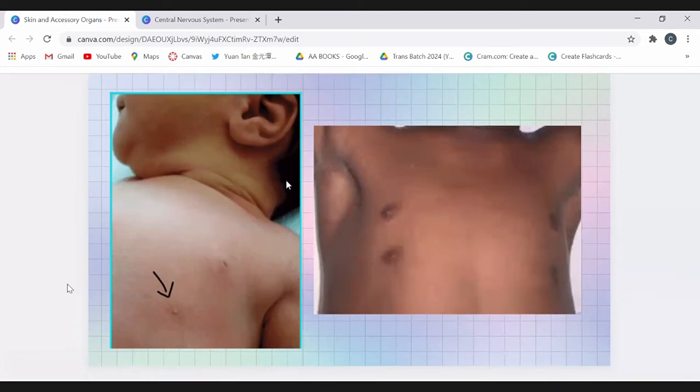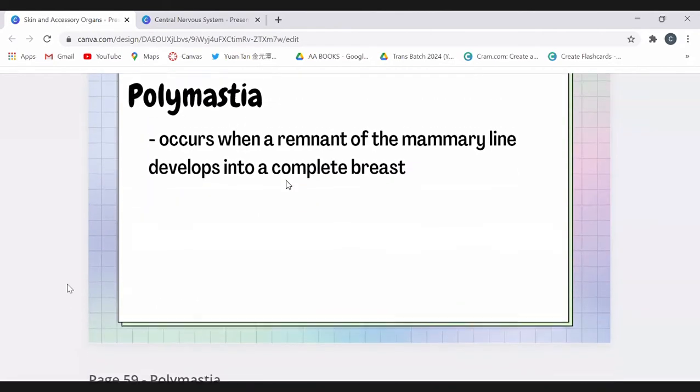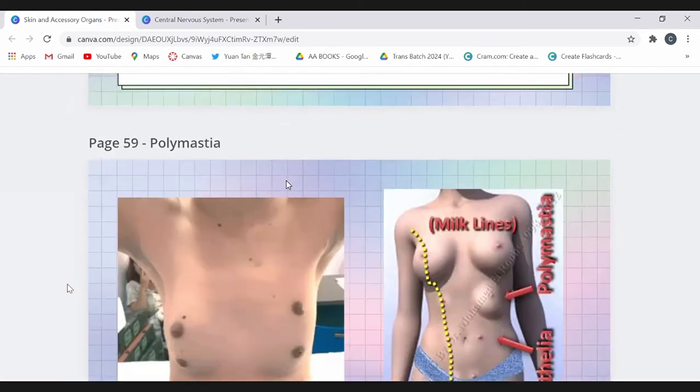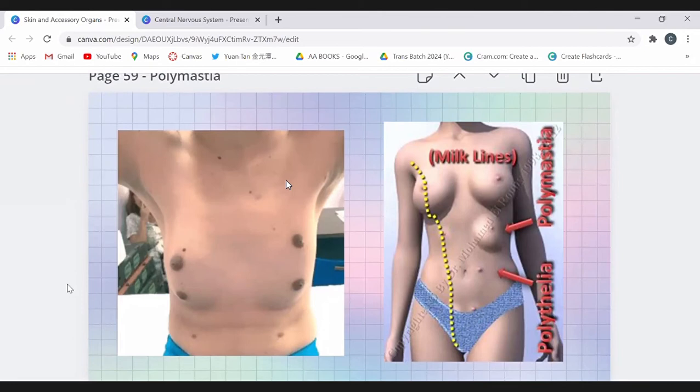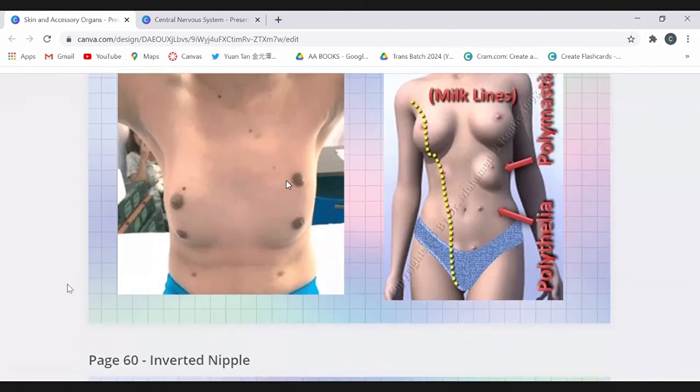So this is what a polythelia may look like. Okay, next slide. While polymastia occurs when a remnant of the mammary line develops into a complete breast. Next slide. So if in polythelia it is an accessory nipple, in polymastia it's a complete breast. Next slide, please.